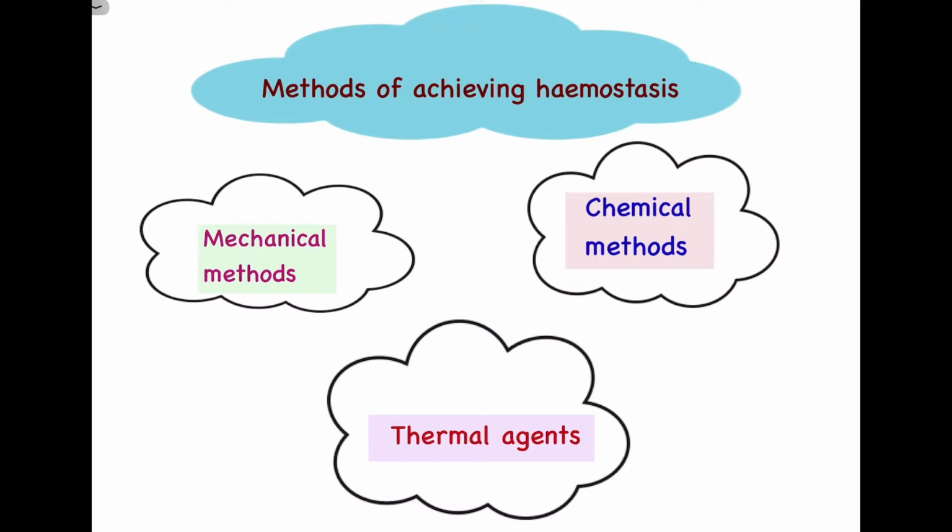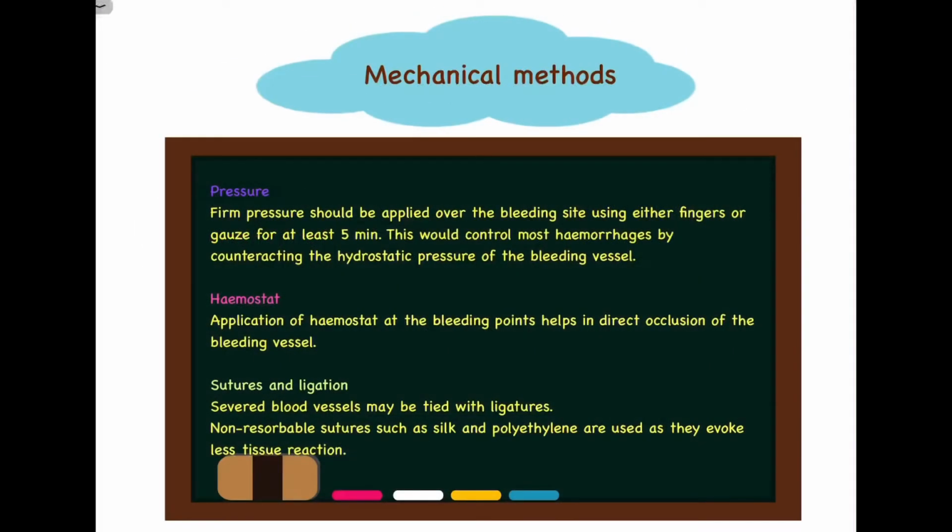Firstly, we'll look at the mechanical methods, then chemical methods, and thirdly certain thermal agents. Under mechanical methods, the most common type is the pressure method. Using firm pressure, we apply a force onto the bleeding site, either using our fingers or a gauze, for at least 5 minutes. This is a very common practice in our operatory as well. Whenever there is an extraction, we ask the patient to chew over the gauze piece for at least 5 minutes so that hemostasis is achieved, right?